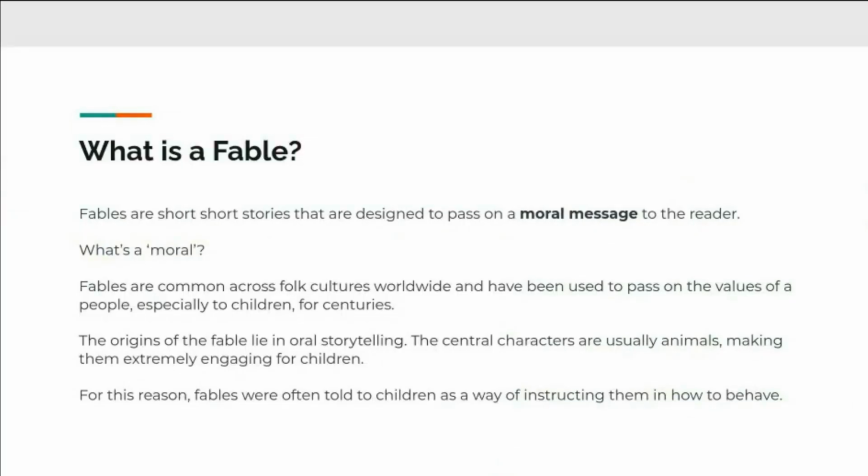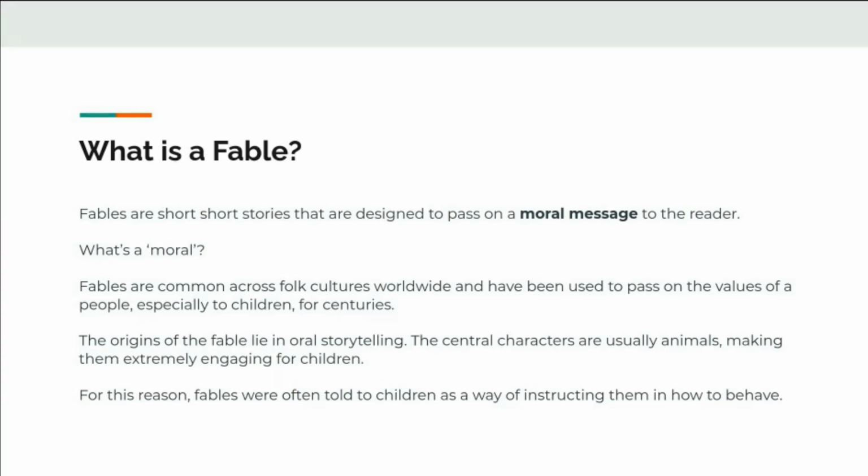So the first thing is, what is a fable? And if you've done the slideshow, which I want you guys to do, you'll know that fables are really short stories that are designed to pass on a message to the person reading it. And usually you call that a moral message. Well, what's a moral? A moral is something that's like right or wrong, right? It's kind of like a message that gets in the fables, usually trying to teach you something about right and wrong behavior. And fables are common around the world.